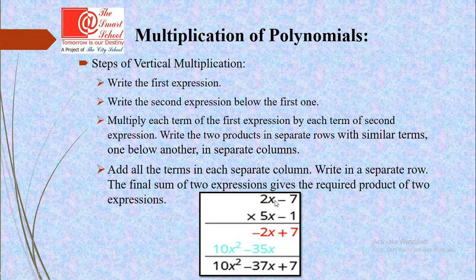So first multiply 1 by 7, so it is 7, minus minus is plus, then minus 1 multiplied by 2x, it is minus 2x. Now multiply the second term, 5x multiplied by minus 7, so it is minus 35x. And 5x multiplied by 2x is 10x square. Now we will add both products. Now minus 2x and minus 35x will be minus 37x, and 10x square will come as it is. So this is the product.